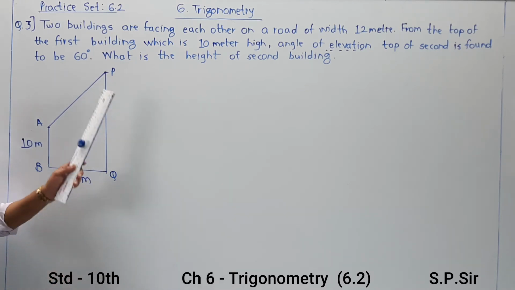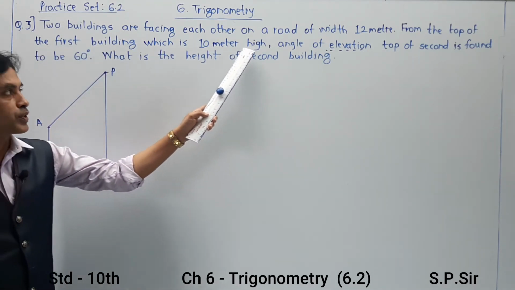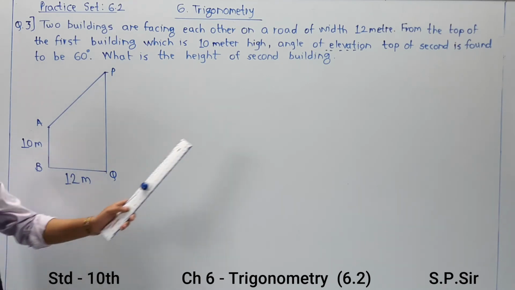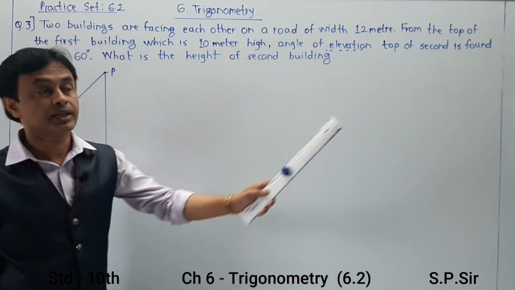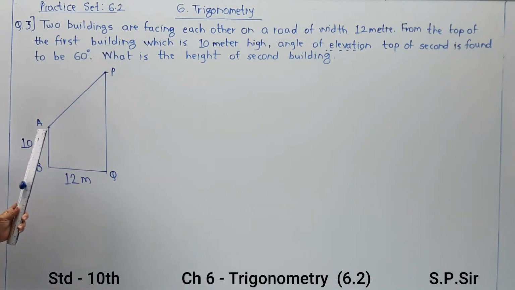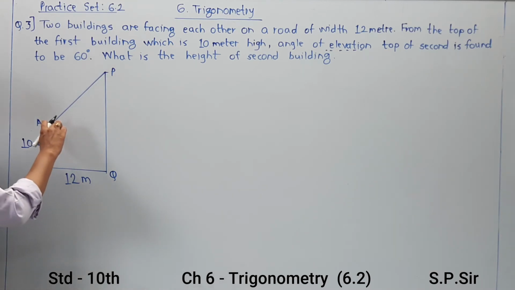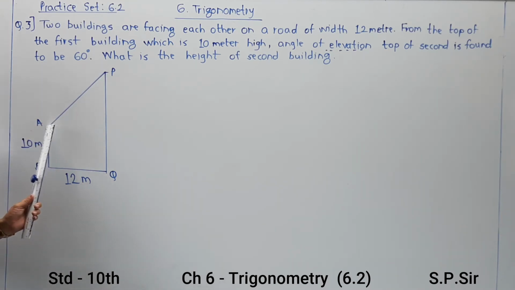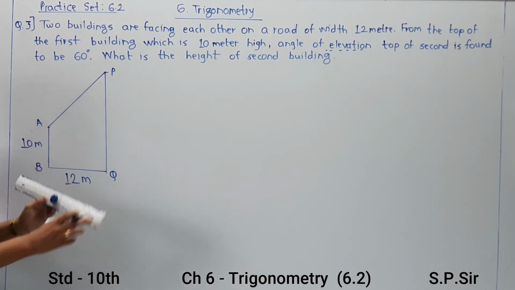Again, as per the statement, from the top of the first building, which has a height of 10 meters, the angle of elevation to the top of the second is found to be 60 degrees. It means from the top of the first building, that is point A, you observe the top of the second building at the angle of elevation. Now remember, this angle of elevation is formed when you observe from the top of the first building to the top of the second building. There is no horizontal axis, so for this reference I am going to draw a horizontal axis over here.